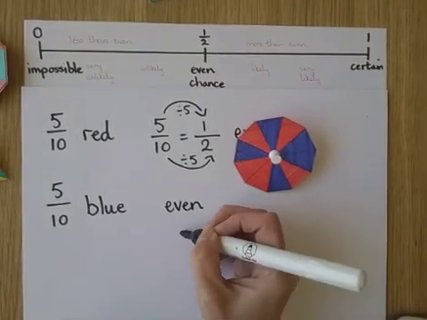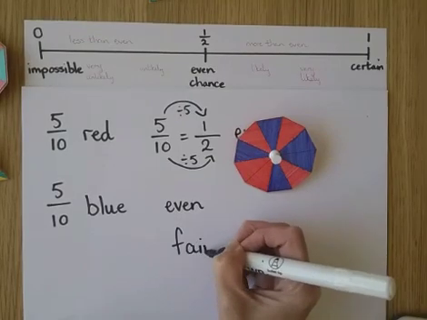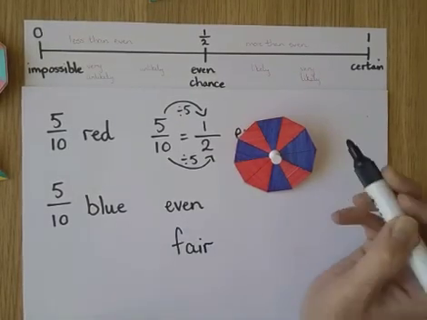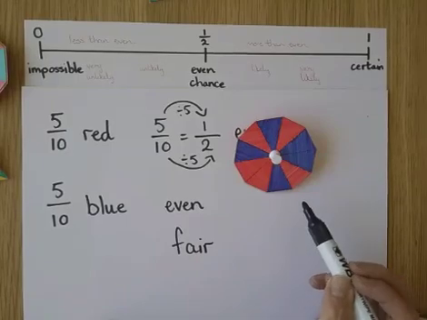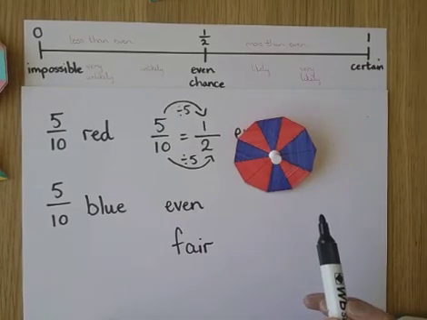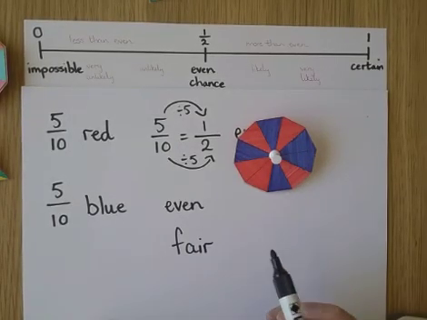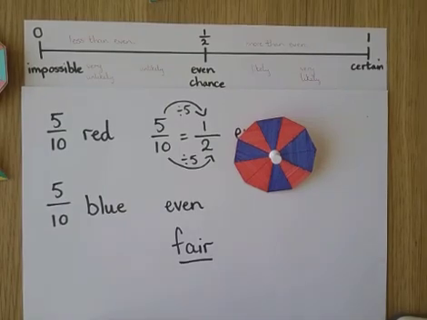This spinner is actually what we would call a fair spinner. If there were 2 people playing a game and one of them had red and one of them had blue, they've got an equal chance of landing on their colour. So this would be a fair spinner.